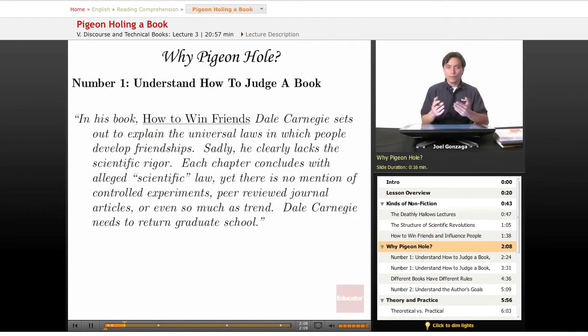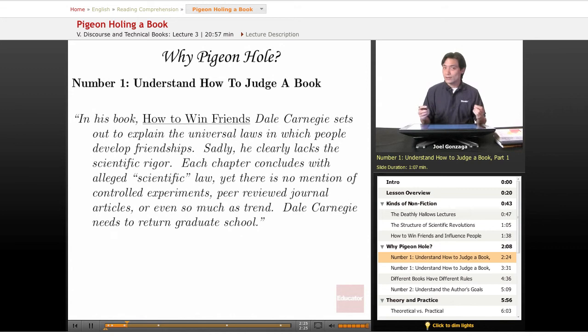So, what do I mean when I'm talking about pigeonholing a book? I'm just picking out what the book's basically about, how it's organized, and whether or not it's theoretical or practical, which I'll be going over as a definition in a bit.